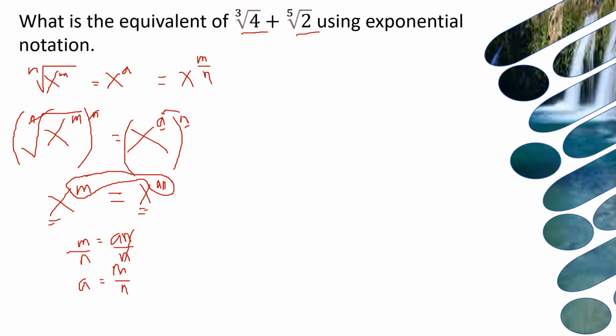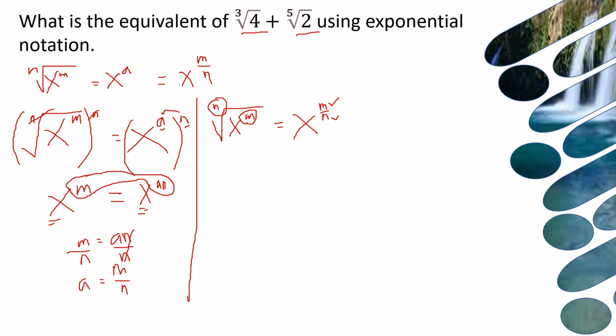So therefore, we have shown that the nth root of x raised to m is equal to x raised to m over n. And notice the changes in our expression. The index of the radical expression will become the denominator in the fractional exponent, while the exponent of the radicand will become the numerator in the fractional exponent.